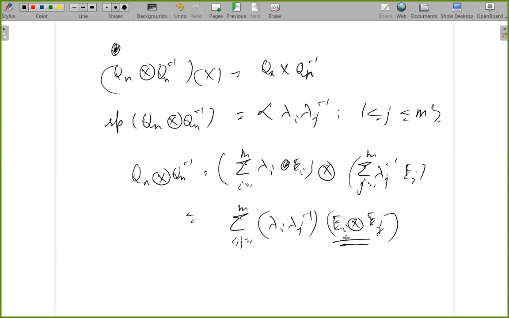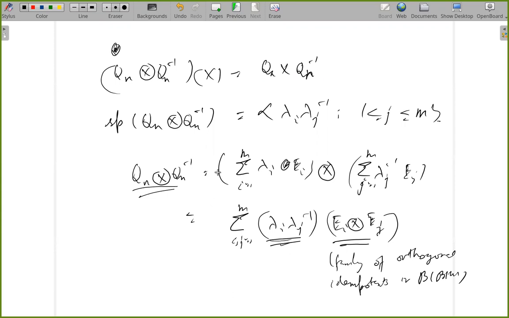Note that these are orthogonal idempotents, a family of orthogonal idempotents in B(H). Idempotent simply because if I apply this twice, I'm going to get e_i squared here, and then e_j squared on the other side, and I know the e_j's are projections. So e_i tensor e_j is a family of orthogonal idempotents in B(H), and then you have this lambda_i lambda_j inverse here. This clearly tells you that you're writing it as a linear combination of orthogonal idempotents, so the spectrum must be exactly this, lambda_i lambda_j inverse.